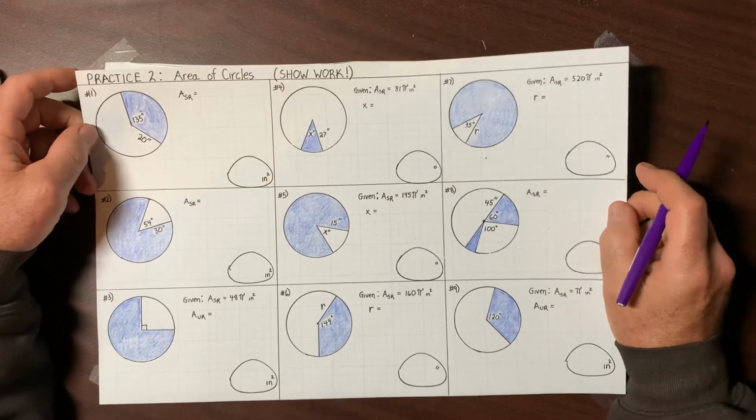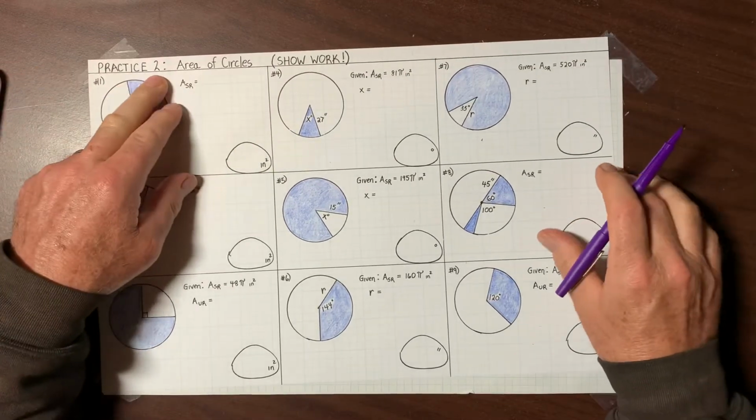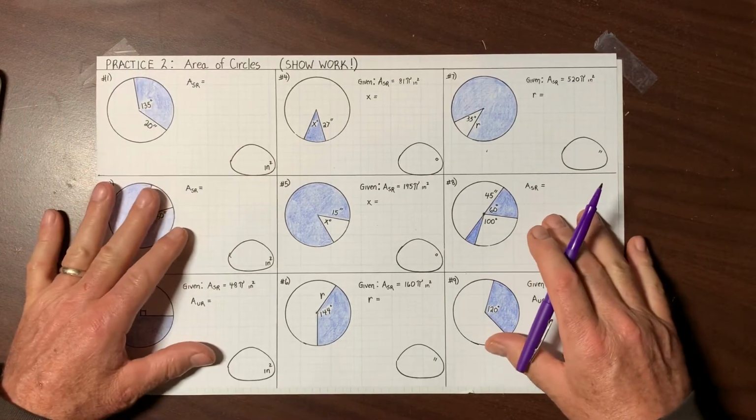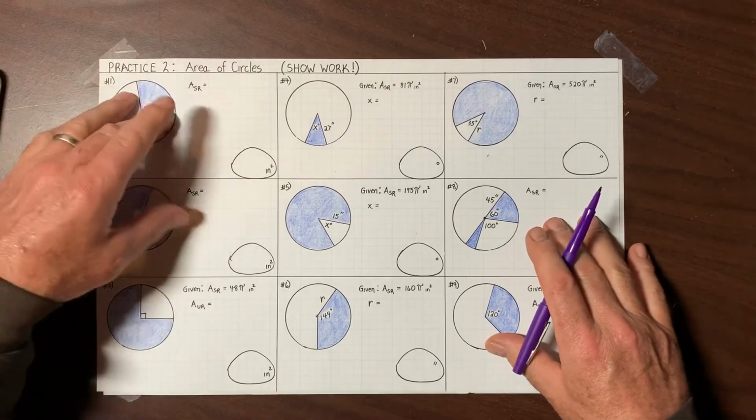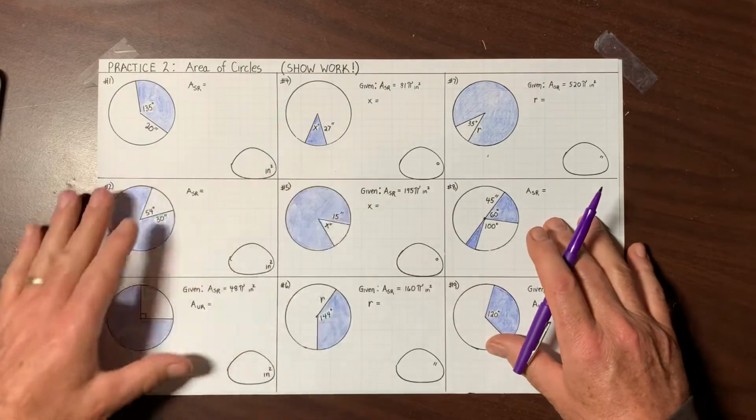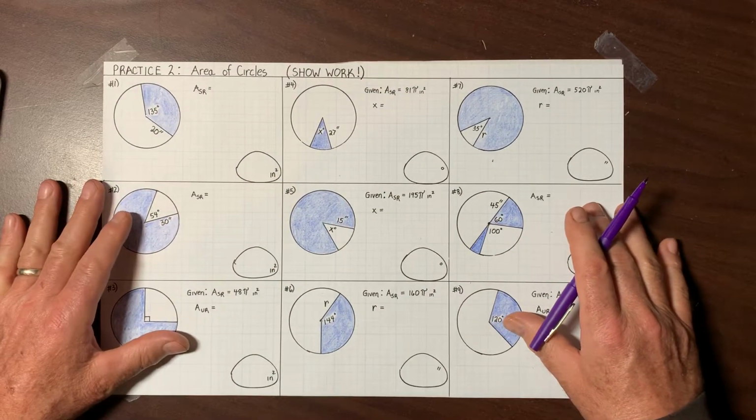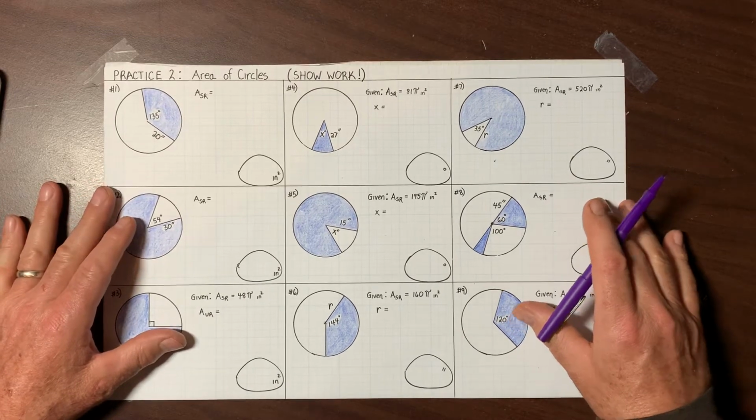This video key will be for your practice 2 on the area of circles, which contains 9 problems, and my intent is to just start with number 1, run through and work each problem for you. At the end we'll have a complete key to this practice. So let's start with number 1.